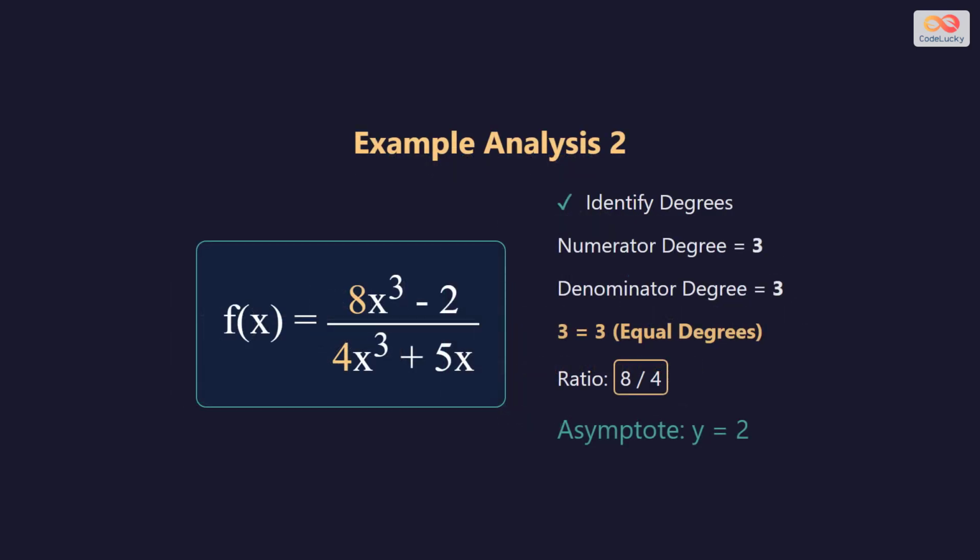Now consider this function: (8x³ − 2) divided by (4x³ + 5x). Both degrees are 3. Since they are equal, we take the ratio of 8 divided by 4. This gives us a horizontal asymptote of y equals 2.